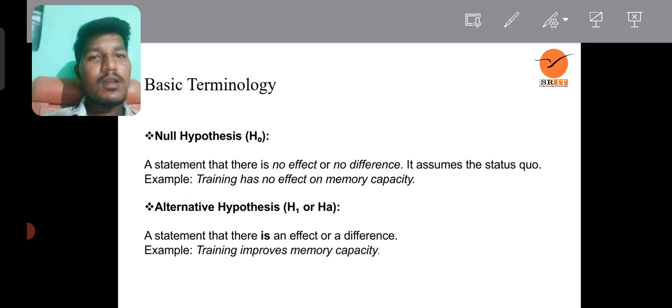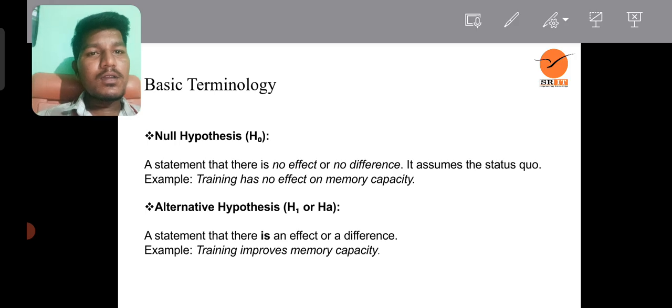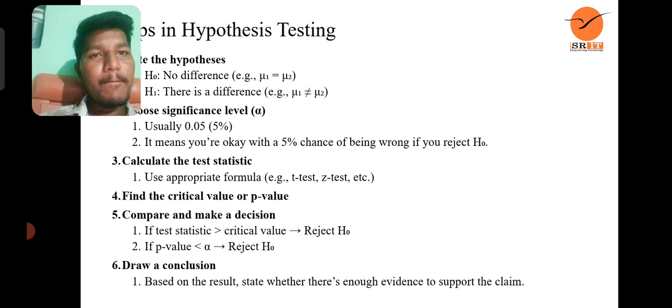Basic terminology. The null hypothesis is a statement that there is no effect, no difference. It assumes the status quo. Example: training has no effect on memory capacity. The alternative hypothesis is a statement that there is an effect or difference. Example: training improves memory capacity.